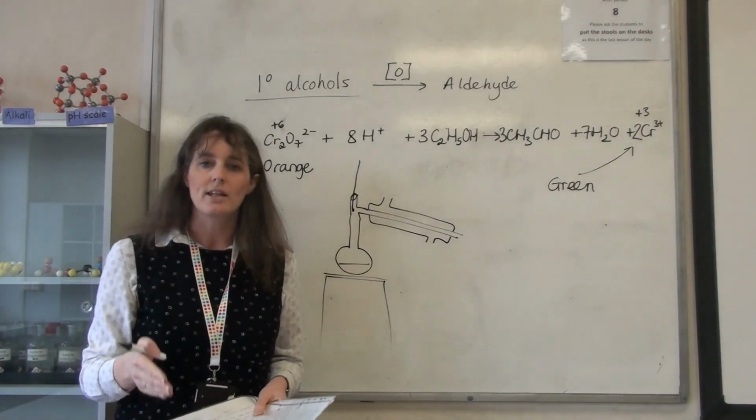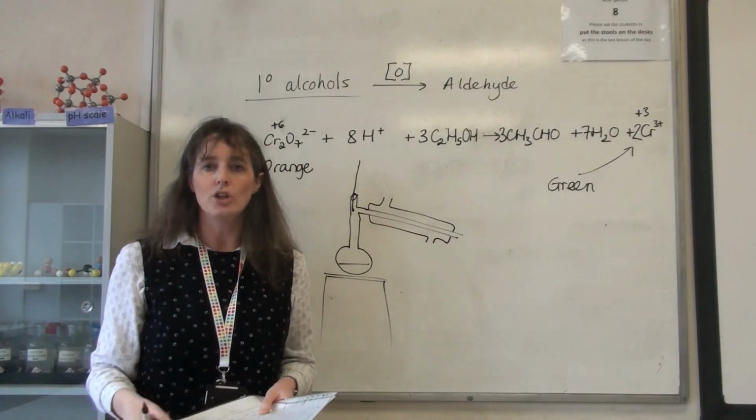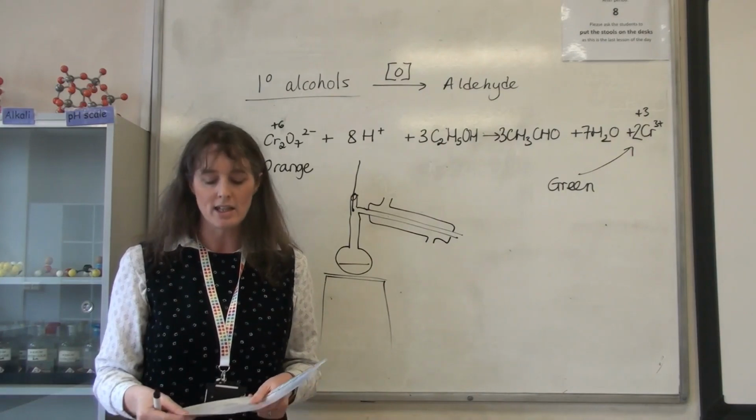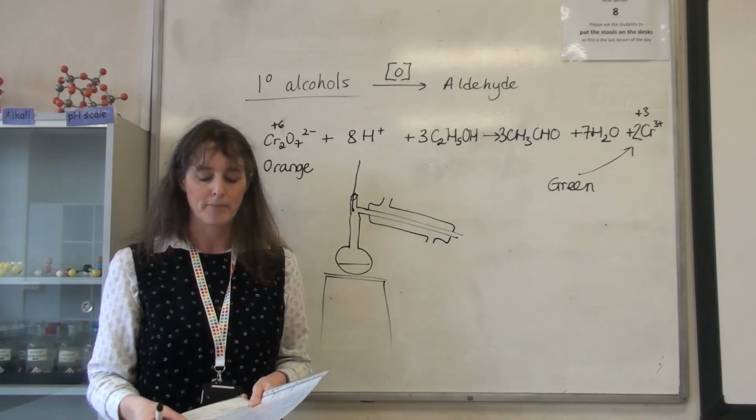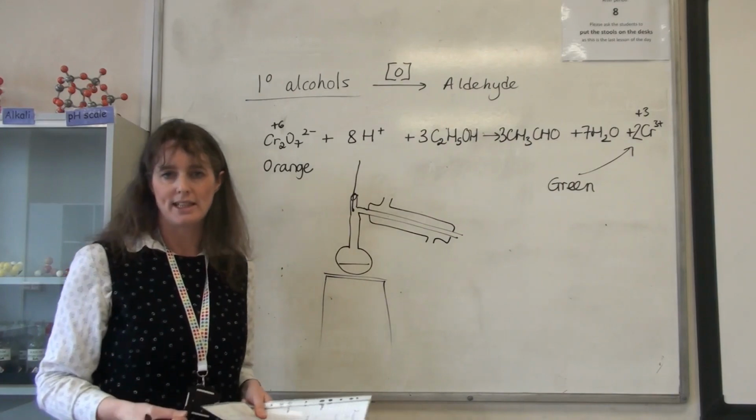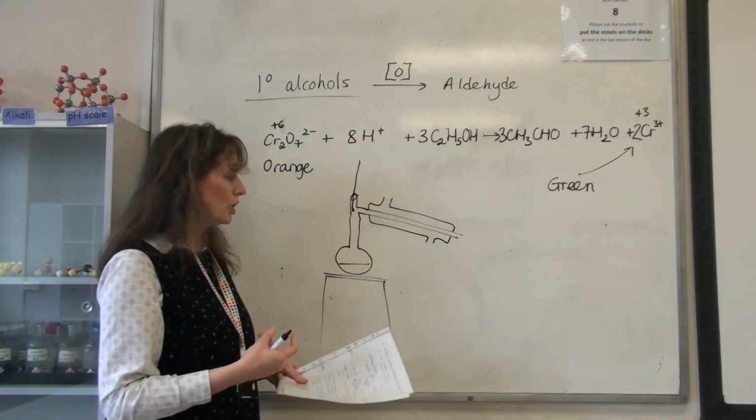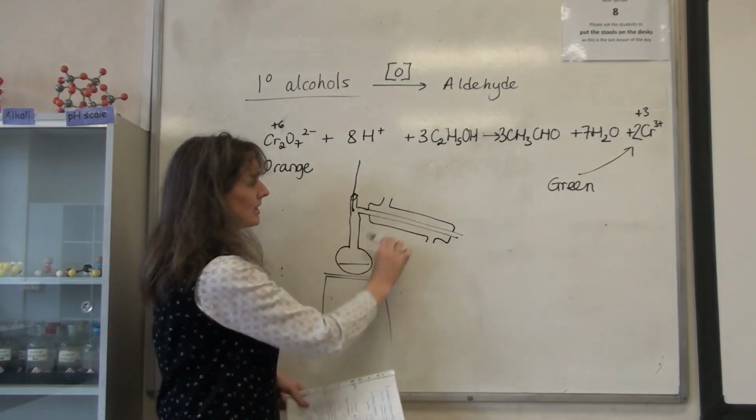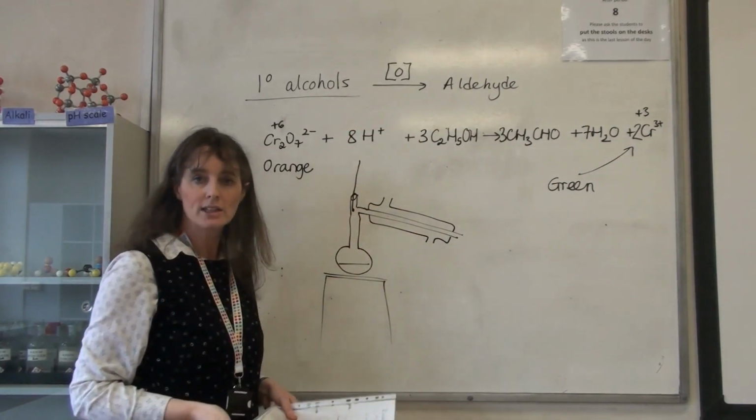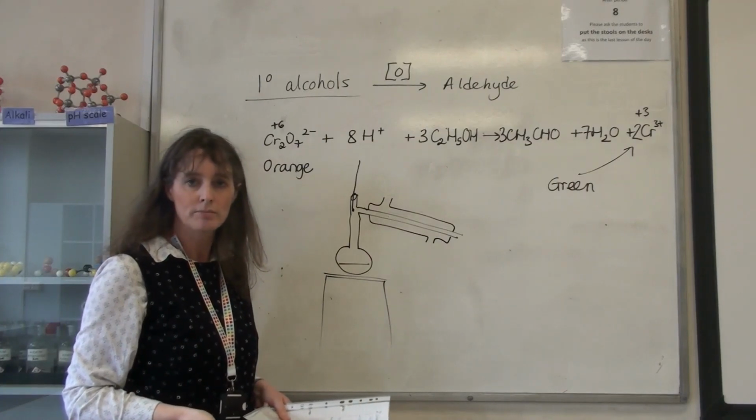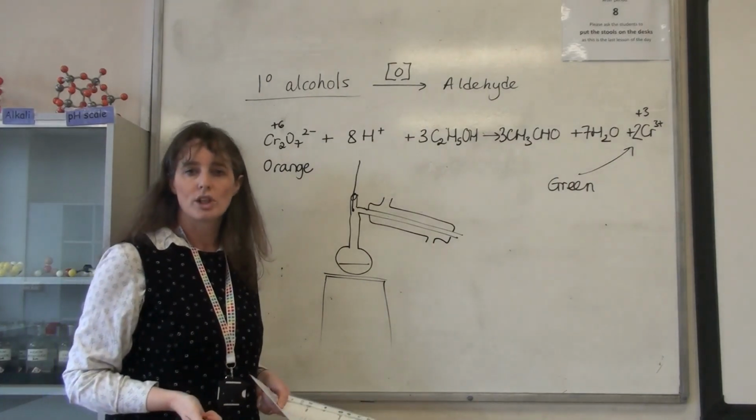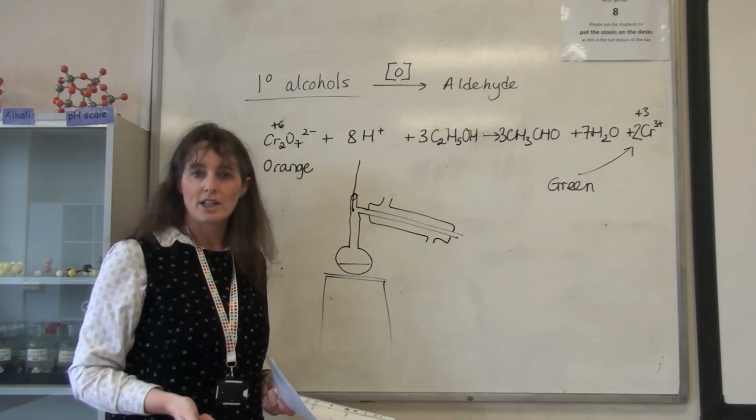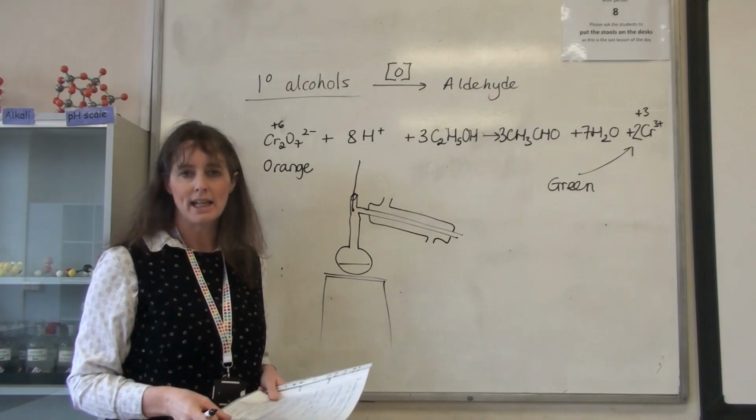So if you want the aldehyde only, you must distill off the product, and that needs to be written within the conditions. Okay, so what happens if you don't distill it off? So if you were to, for example, reflux and have the Liebig condenser vertically off the flask and reflux that primary alcohol, have a think what might happen. Now, if you do that, you will form the carboxylic acid.